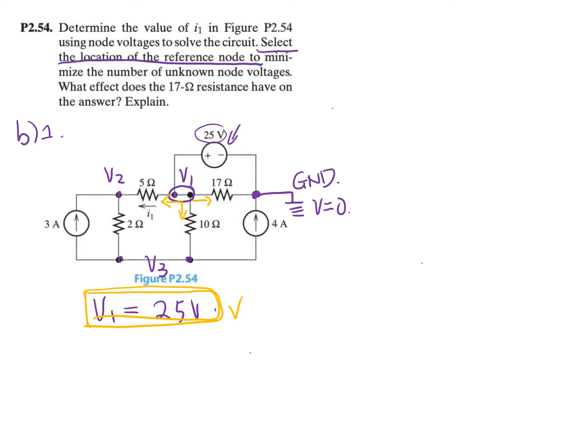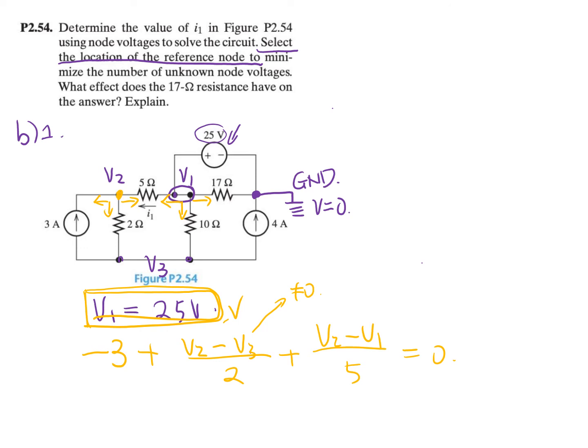Then let's go to node 2 here. We assume all the currents leave the node. And here, the 3 amp current is entering this node. So that's minus 3 plus (V2 minus V3) divided by 2 plus (V2 minus V1) divided by 5 is equal to 0. Here it's important to notice that V3 is not our ground. It's not the reference node for this question. So it's not 0.